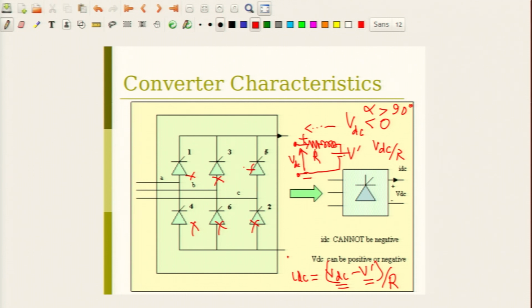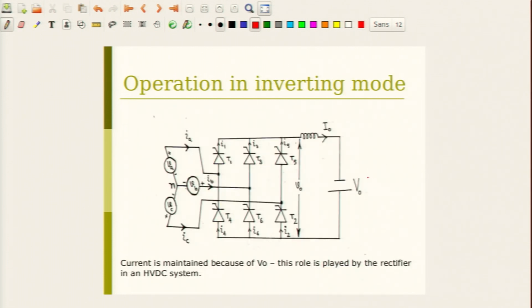There is only one way you can have VDC negative, and if you go to the next slide, it becomes apparent. What if your voltage V dash is connected in this direction? I have shown it as V0 here with straight sides; this is nothing but V dash which we used earlier. If I have a source on the DC side which pulls the current in this direction, despite the fact that V naught is negative, then we can actually operate with alpha greater than 90 degrees and still have current flow in this direction.